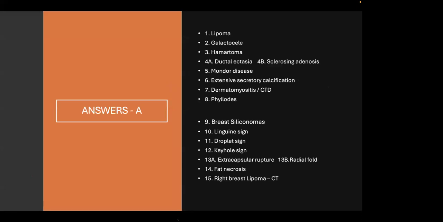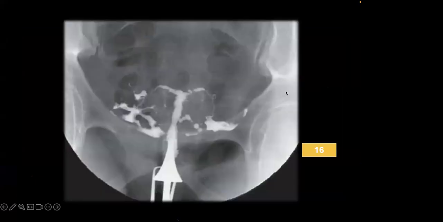Now we'll move on to section B, which will majorly contain the fluoroscopic images. This is the first spotter here, spotter number 16. You can just jot down the answers right now. We can discuss it later on together. I'm giving you 20 to 30 seconds for each spotter.